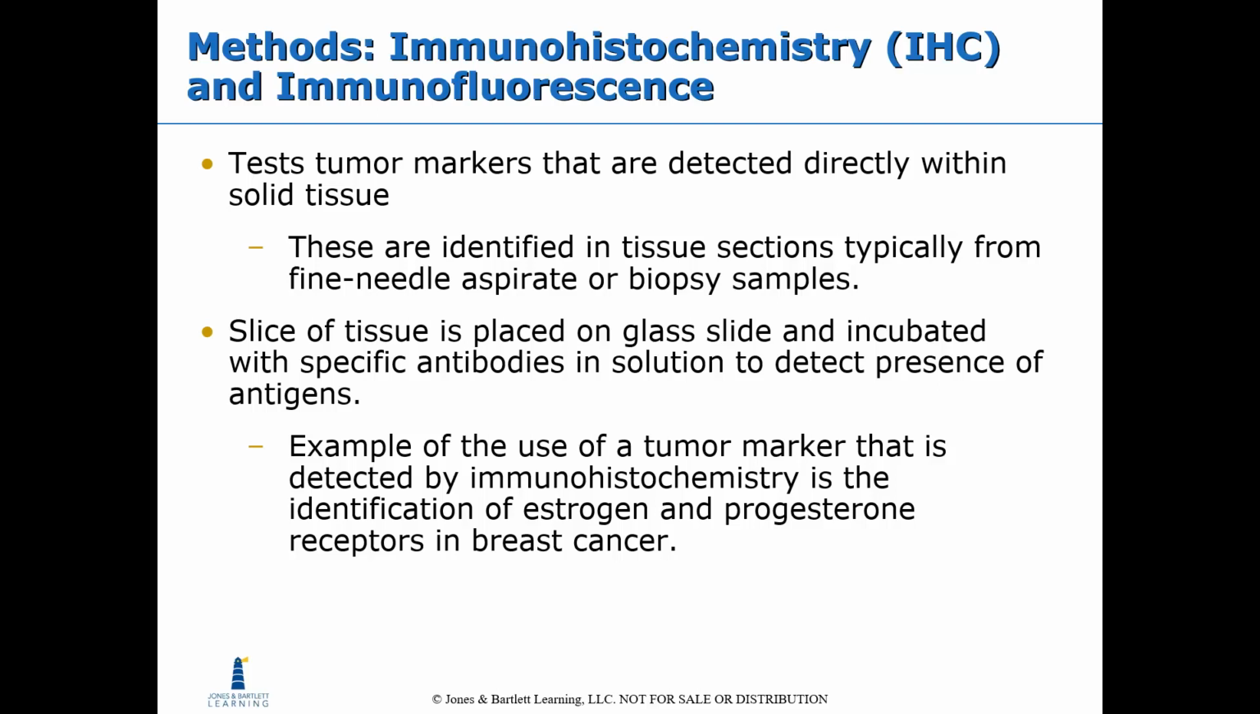Tests: immunohistochemistry and immunofluorescence test tumor markers that are detected directly within solid tissue. These are identified in tissue sections, typically from fine needle aspiration or biopsy samples. A slice of the tissue is placed on a glass slide and incubated with the specific antibodies in solution to detect the presence of antigens. An example of the use of a tumor marker that is detected by immunohistochemistry is the identification of estrogen and progesterone receptors in breast cancer.